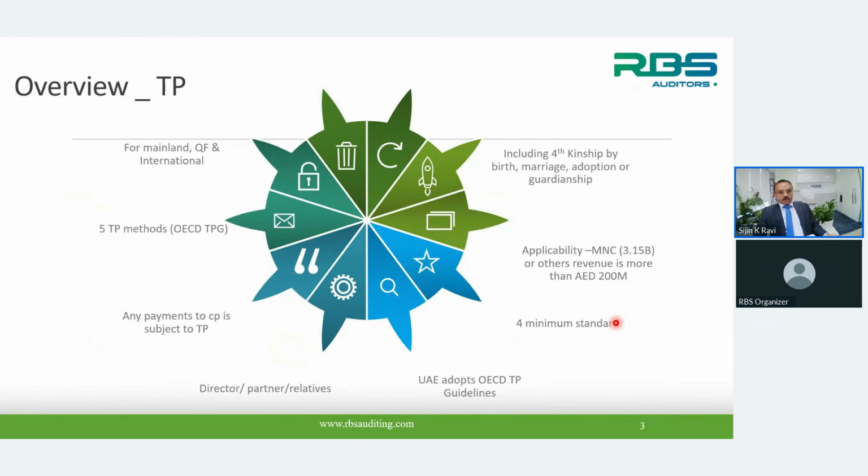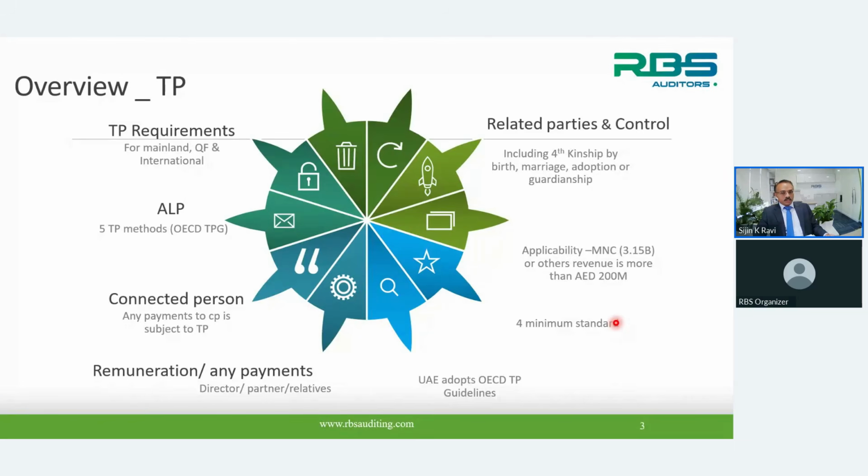So, a quick overview of this TP. First, what are the TP requirements for a mainland company, qualifying free zone, and international transaction. Second, we'll discuss ALP and the 5 TP methods. Then connected person: any payment to a connected person is subject to TP. Then remuneration or any payment to directors, partners, or relatives. Then related parties and control, including kinship by birth, marriage, adoption, or guardianship. Then TP documentation, then the BEPS 15 action plan, then the OECD TP guidelines. This is the entire view of TP.